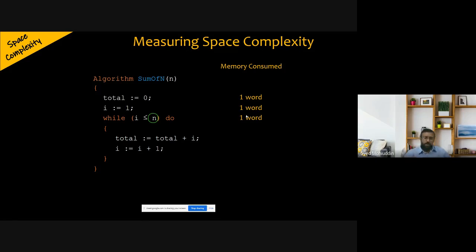So we assume it also occupies 1 word. The 2 local variables, total and I, occupy 1 word each. Then n is the parameter, which occupies 1 word, and no other variables are defined. So the space taken by the variable part, SP, is 3 words, which is also constant.